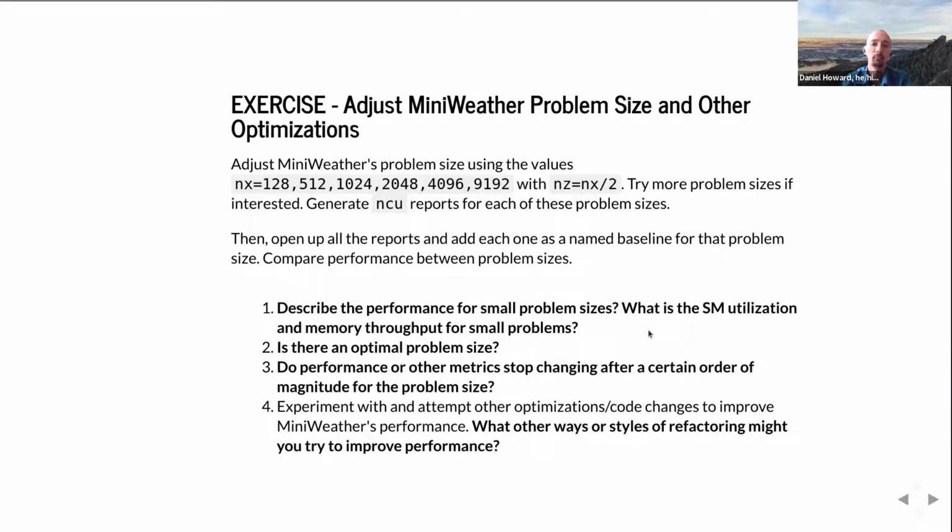play around with the problem size and see how that impacts performance across kernels and analyze what that exactly means. Maybe check if there's an optimal problem size for optimal SM utilization and memory throughput. Another way is to take the same approach as before, find specific lines of code and see if you can optimize or refactor them towards improving performance.